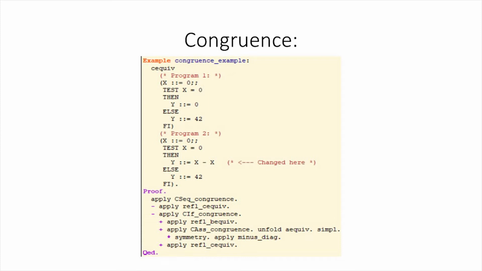And then we've got a congruent program in program 2 where x is set to 0, we test if x is equal to 0, and then we get y is equal to x minus x, else y is equal to 42. So once again, we see that x is going to be set to 0, thus the first clause is going to be returned, not the else clause. In the first one, y is explicitly set to 0, and then in the second program, y is set to x minus x, but because x is initialized to 0, x minus x simply is 0.